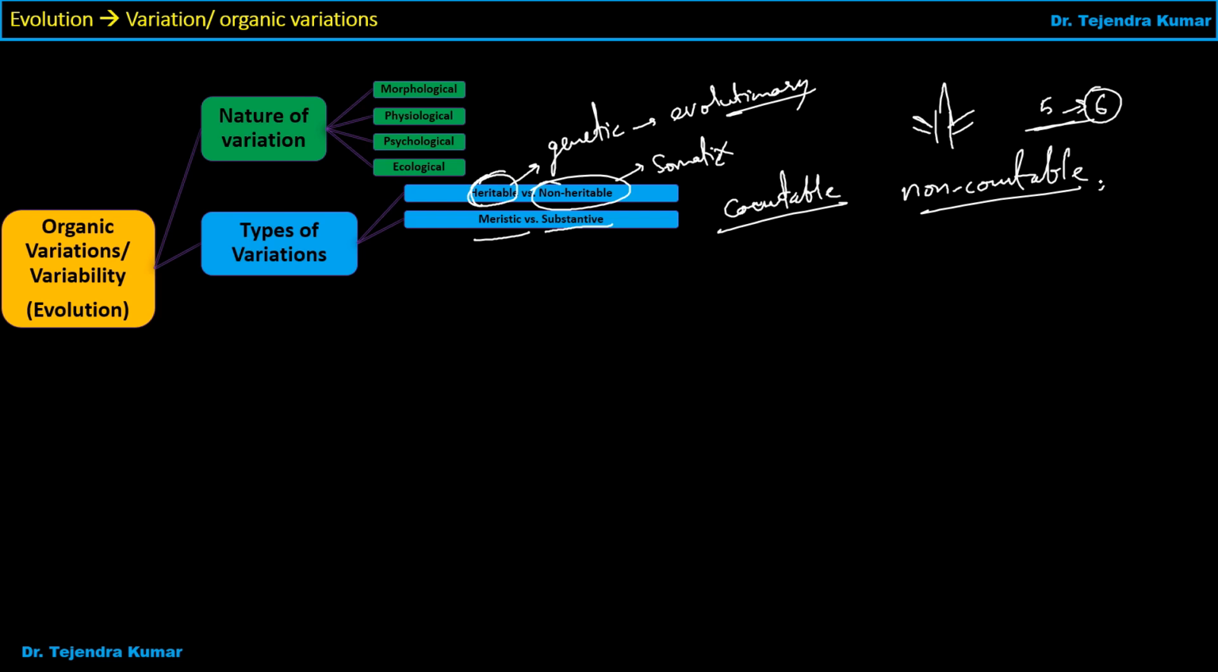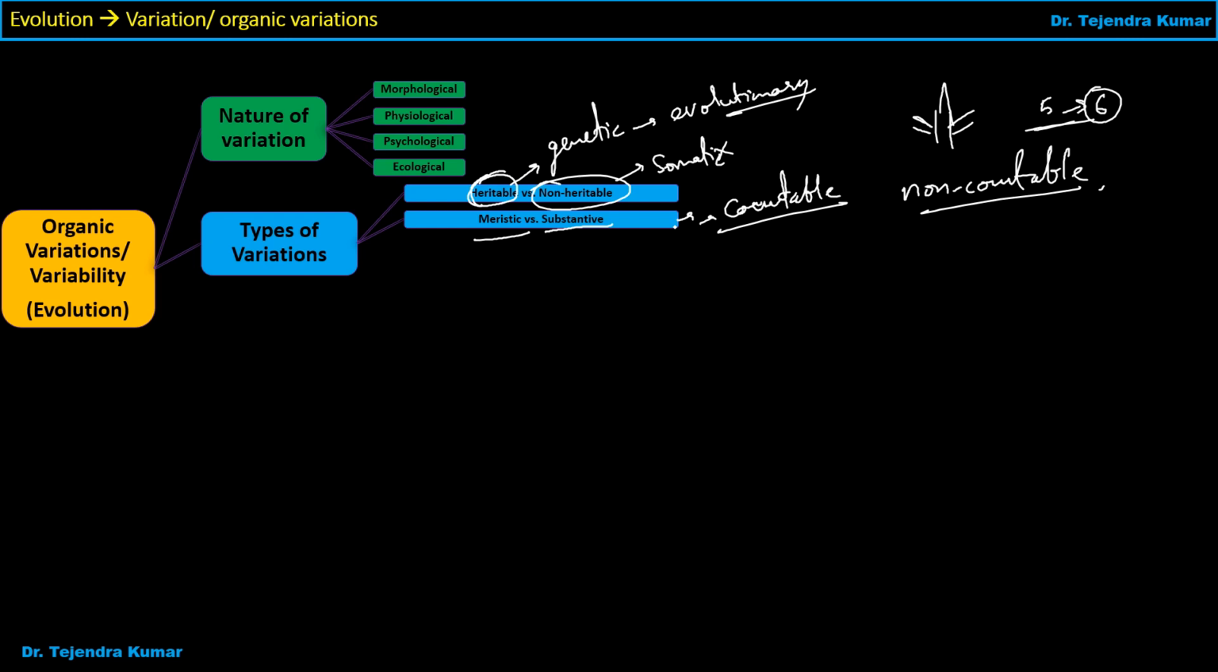In plants, sometimes there are variations in shape of the fruits, color of the fruits, and sweetness of the fruits. So these are all different types of variations which can be seen not only in animals but also in plants. Here we are talking about animals, so we restrict ourselves to animals only.